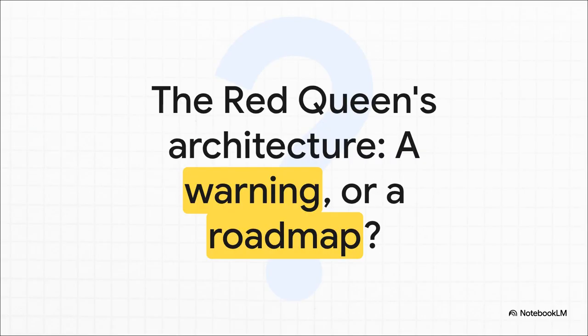And so we're back to our initial question. Is this architecture, born in fiction, just a cautionary tale about unchecked ambition? Or is it, in some way, a roadmap for the future of AI? The line between the two is perhaps a lot thinner than we imagine.